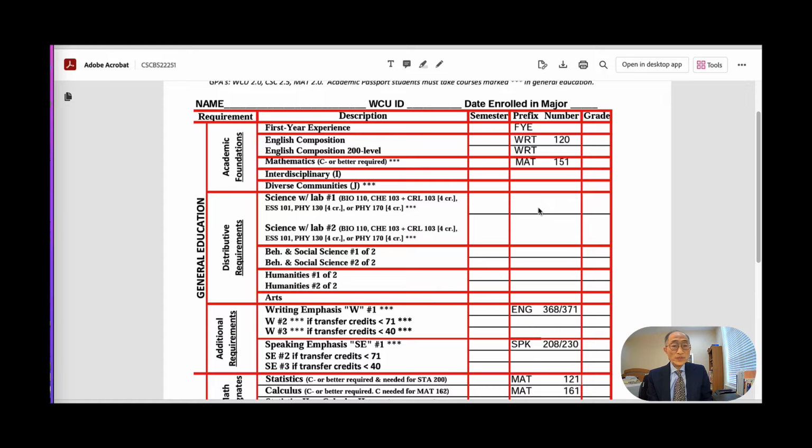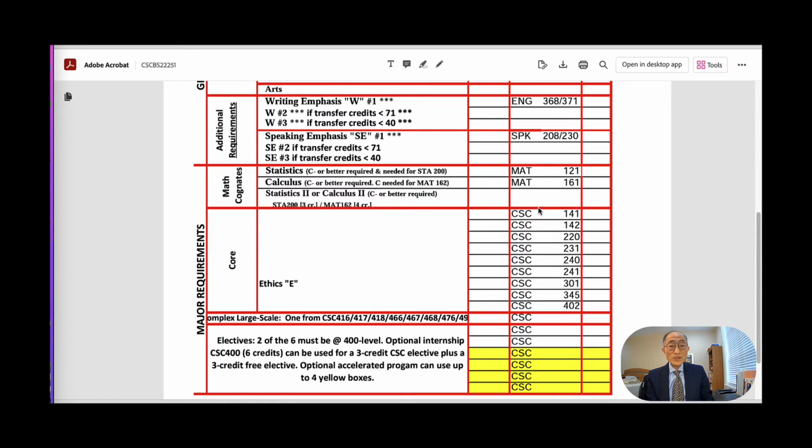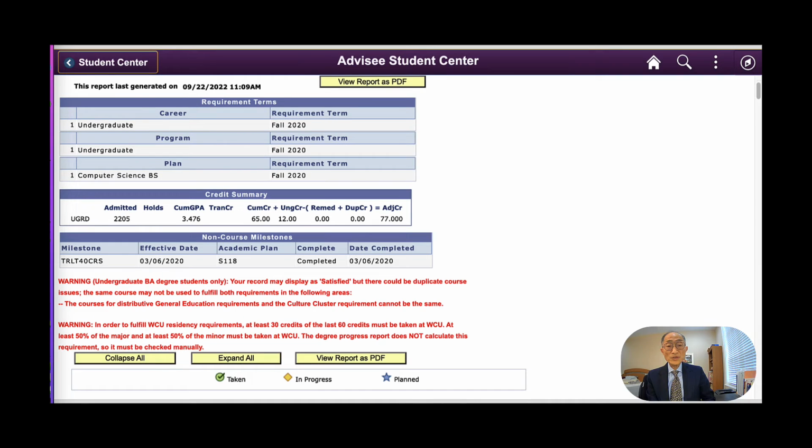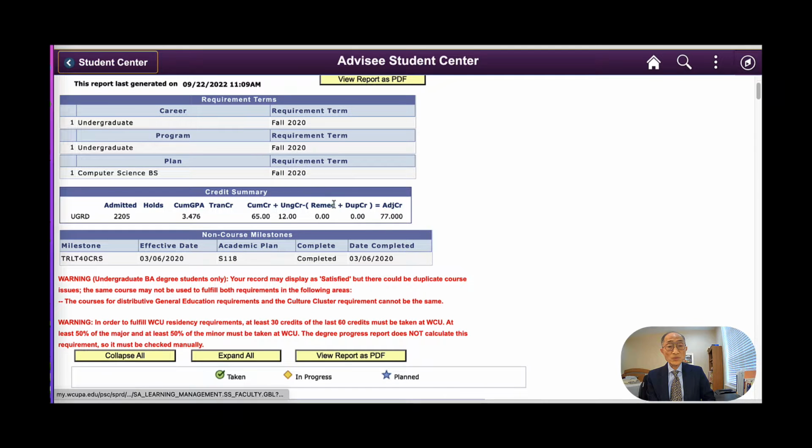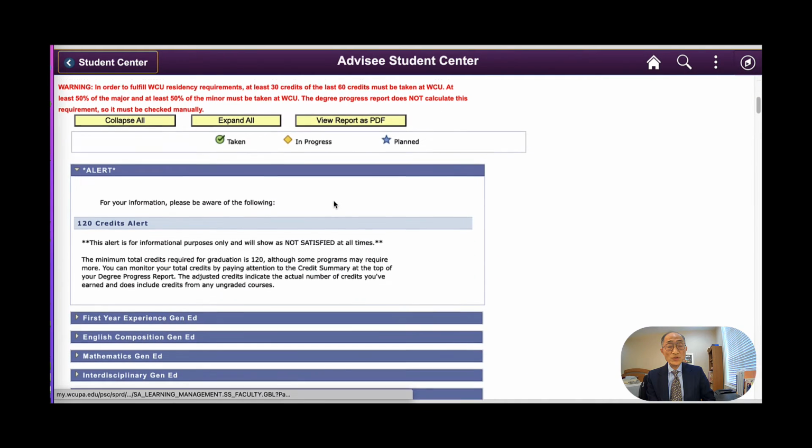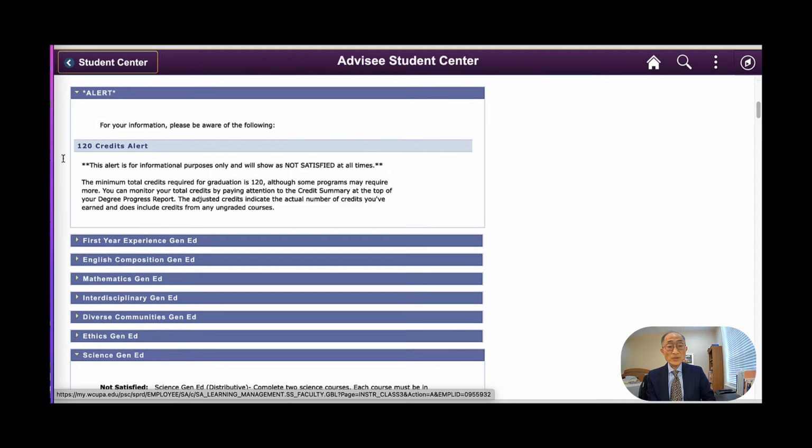Basically, there are two groups of courses. One is general education. Another would be major requirements. The next step is to look at the degree progress report. That tells you what courses you still need to graduate.